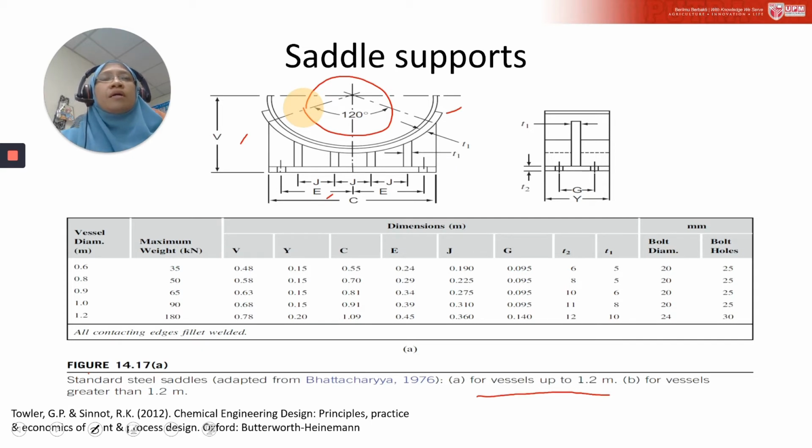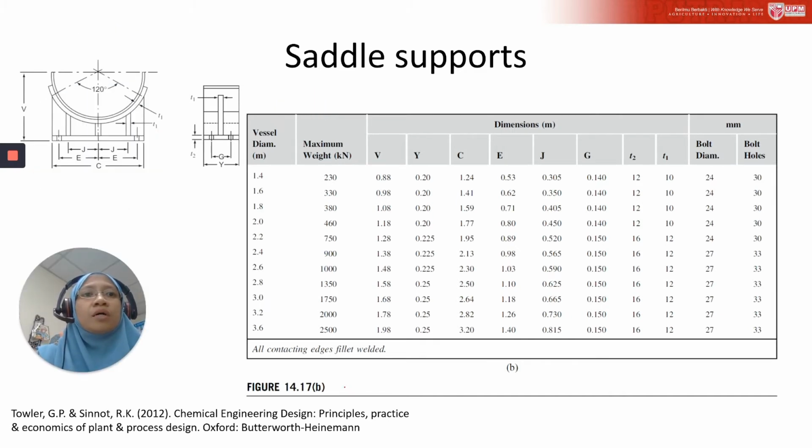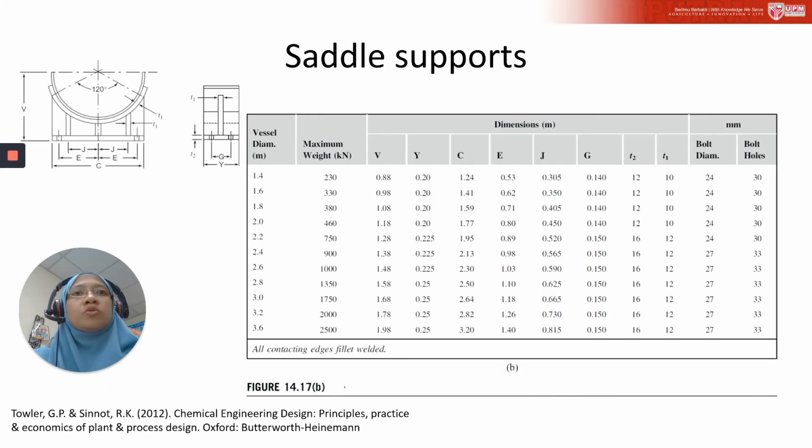and then the next table shows the typical standard for the saddle design for a vessel greater than 1.2 meter. So this one is for vessel greater than 1.2 meter. All right.